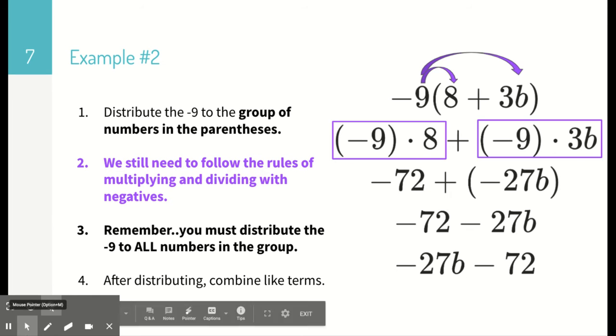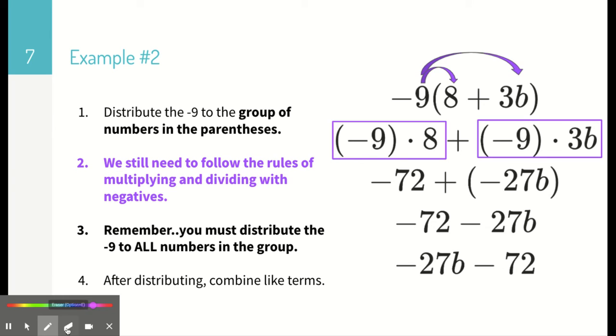Now, this is a slightly more complicated example, but really the only difference here is that we now have a negative out in front of the number that we're going to be distributing. So this expression reads as negative 9 times 8 plus 3b. The 8 plus 3b are in parentheses, so that says it is a group of terms that are going to be multiplied by negative 9.